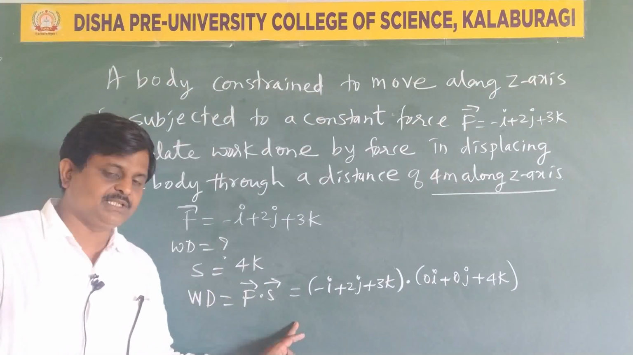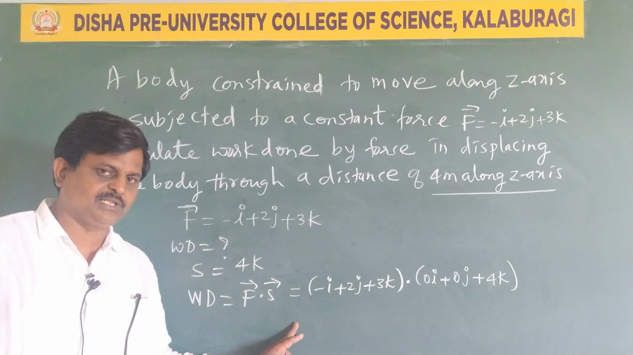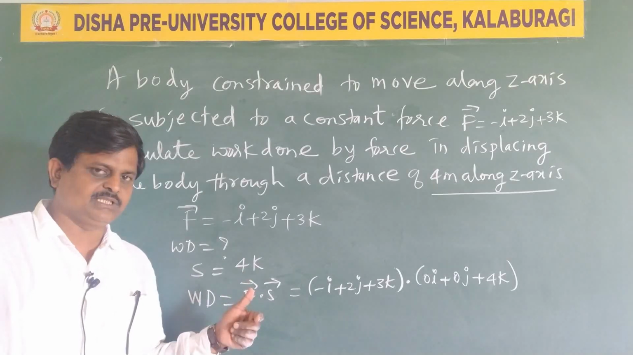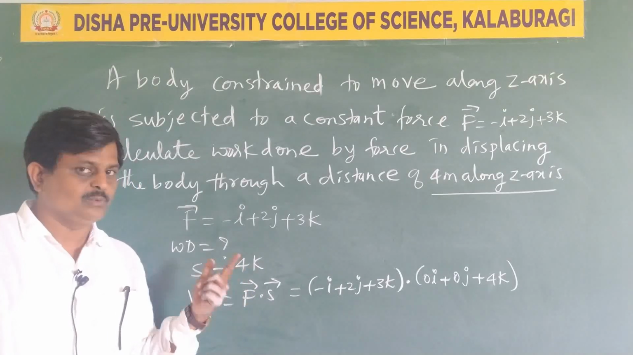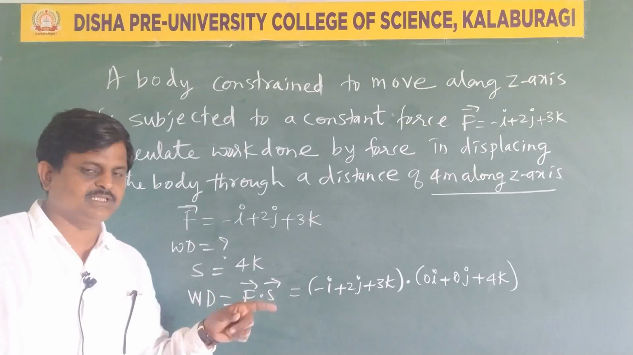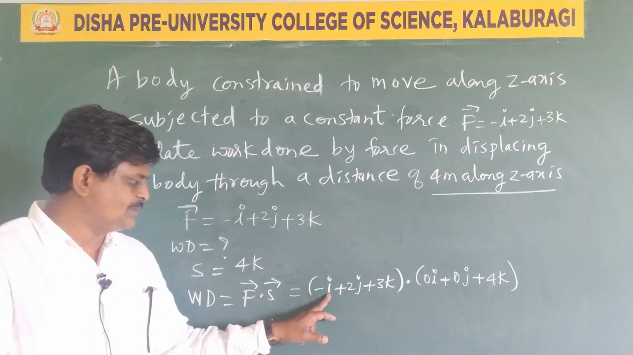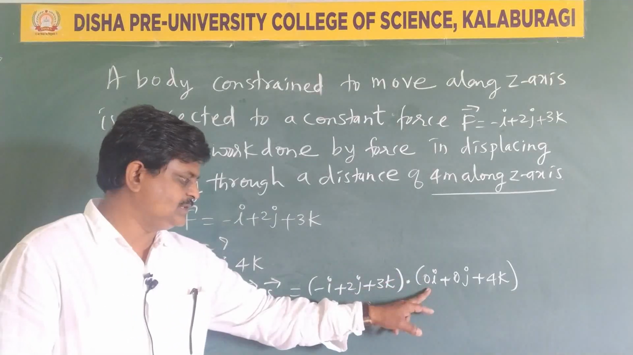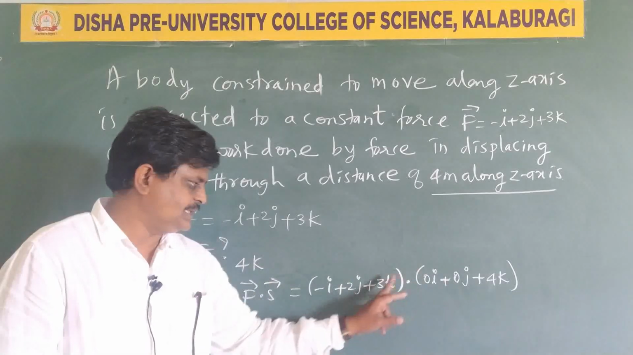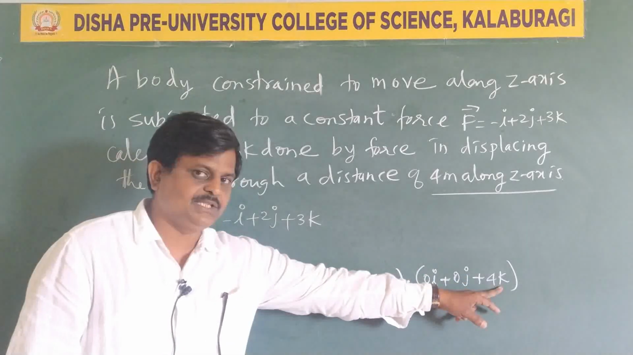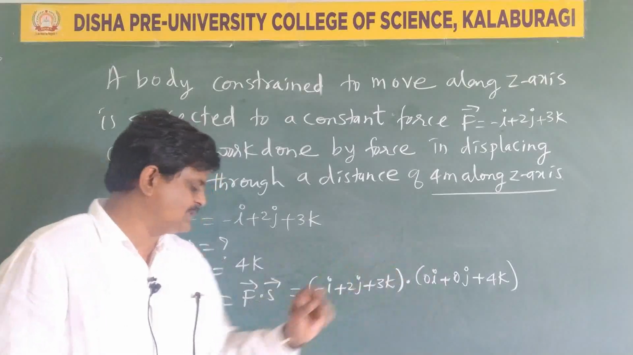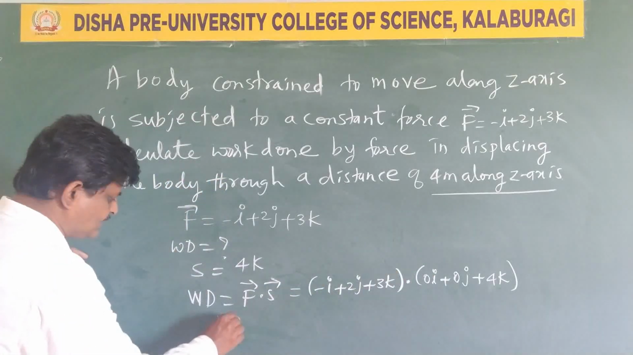So what is the result you had for the dot product? i dot i, j dot j, k dot k is what? 1. What is i dot j? That is 0. But see, the coefficient of i is 1, and 1 into 0 is 0. Next, 0. Next, k dot k is 1. Therefore, what is 3 into 4? That is 12.